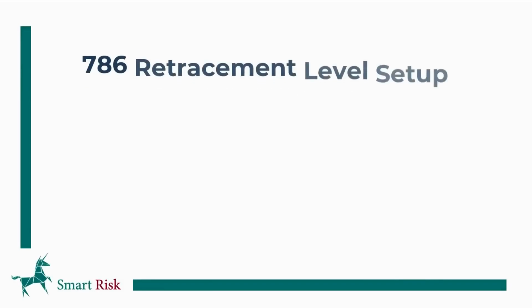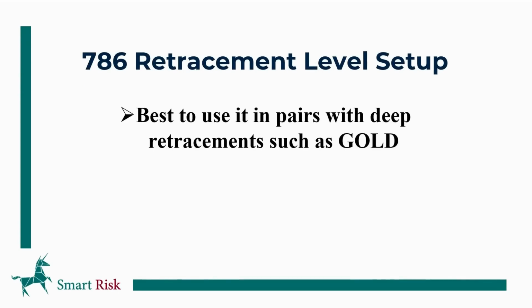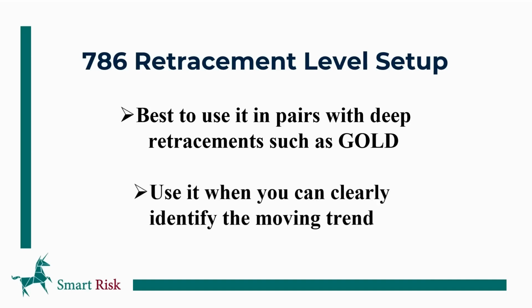This setup is based on the 0.786 Fibonacci retracement level, and it is best to use it in pairs with deep retracements, such as gold. This trading strategy is a trend continuation setup, so use it when you can clearly identify the moving trend.